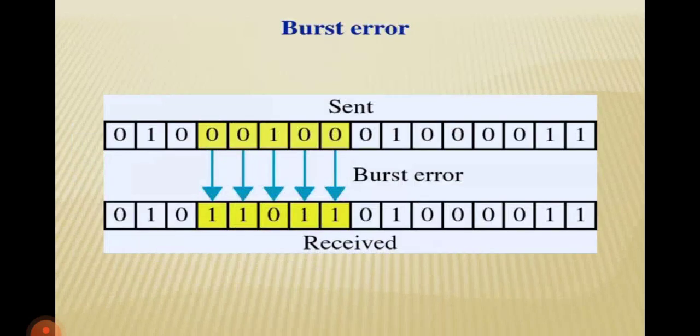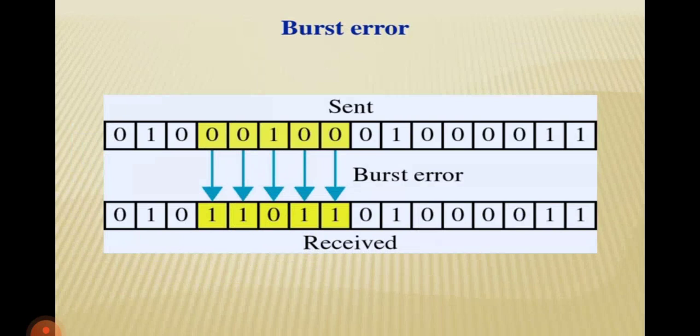Then burst error. The term burst error means that two or more bits in the data unit have changed from 1 to 0 or from 0 to 1. Burst errors are more common and more difficult to deal with. This picture is an example of burst error.